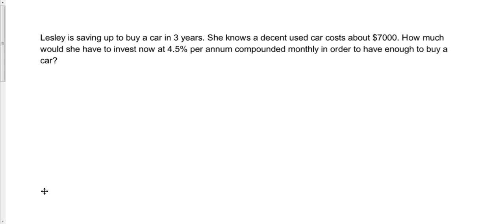So let's unpack this. We know this is going to be a compound interest problem, because it says it's compounded monthly. Monthly means 12 times per year. The rate is 4.5% per year, which we can convert into a decimal, 0.045. It's going to be invested for 3 years, which is helpful information as well. And she needs to have about $7,000.